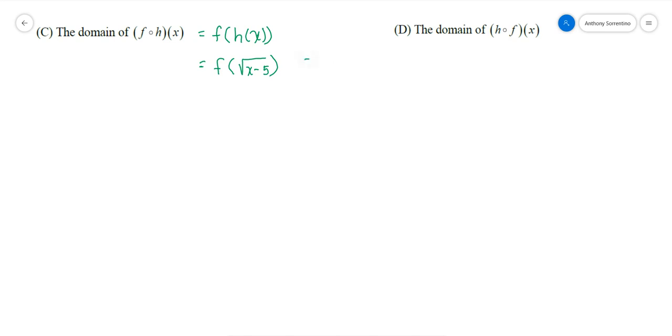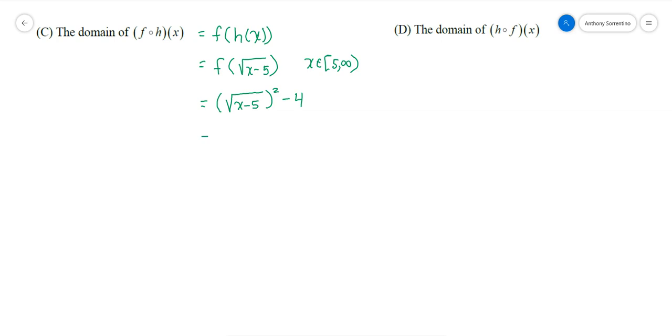I have to have my domain of 5 to infinity in place. Otherwise, I'm not going to be able to go any further with this. The square root of x minus 5 has to exist. So, this means I'm going to go to the function f and replace it with the square root of x minus 5, which means I'm going to have the square root of x minus 5, quantity squared, minus 4.